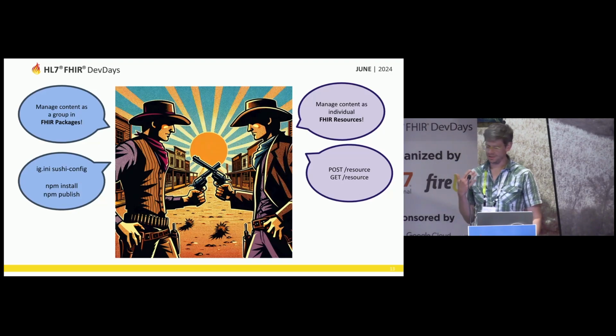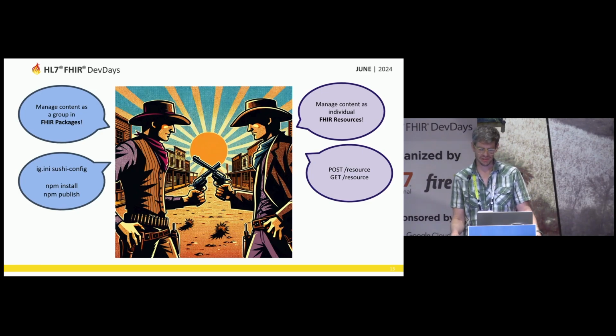This is also a generated image, but there is some tension. When FHIR packages came out, they're kind of like software packages. They have an identifier. You install them very similar to how you might install a Maven package or an NPM package. But FHIR initially wasn't created that way.